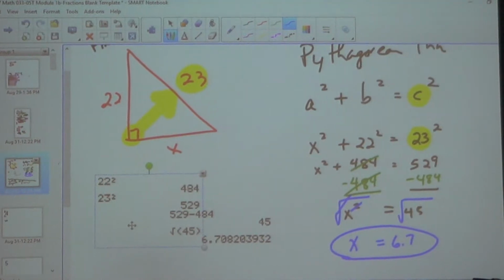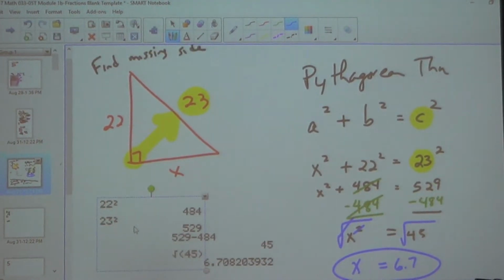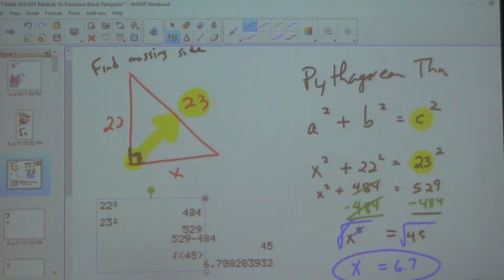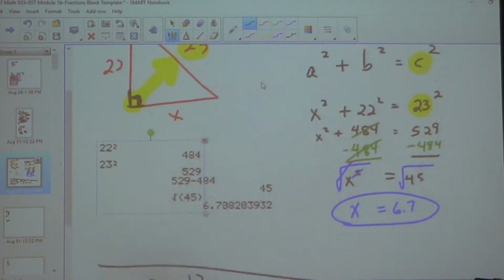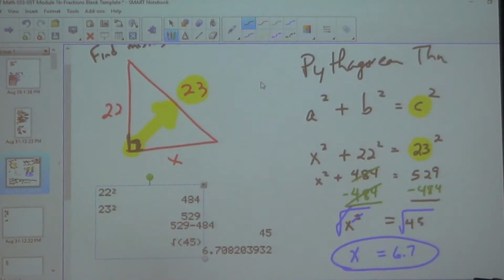Now, is this the same problem? I didn't see anything on the sheet about asking for this particular, it just said find the value of X. That's this problem. And in order to be Pythagorean, it has to have a right angle. Okay. But it'll say find the value of X. So it doesn't matter, as long as it's got a right angle, you do the same thing. Correct.